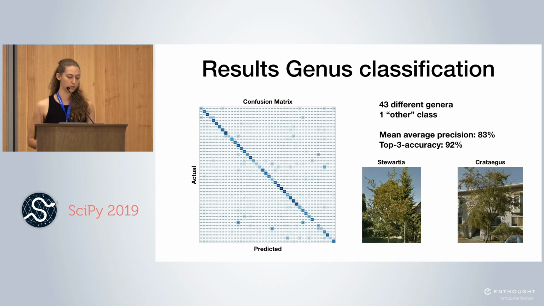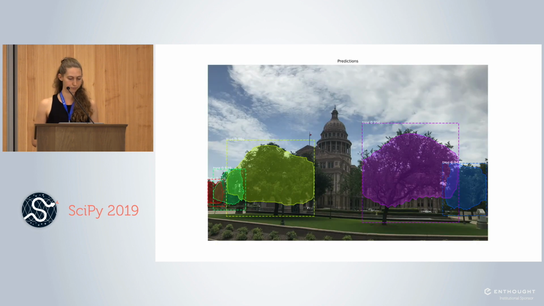So we conclude that generally there are a couple of classes you can use this model out of the box for. There are a couple of other classes, if you're interested in the genus Stervatia, you might consider training the model a little bit more.